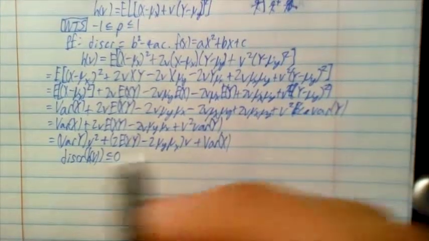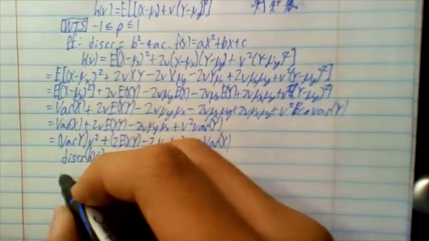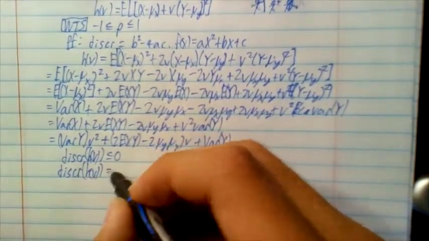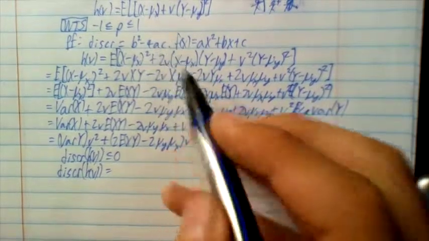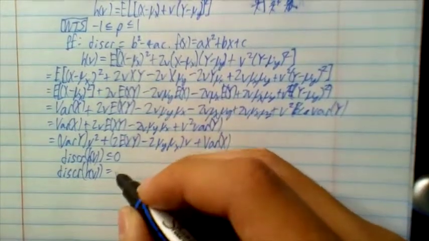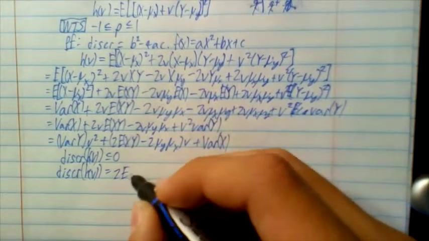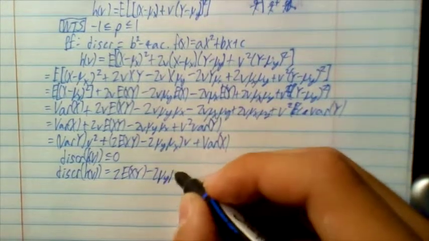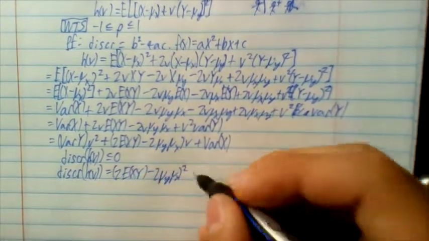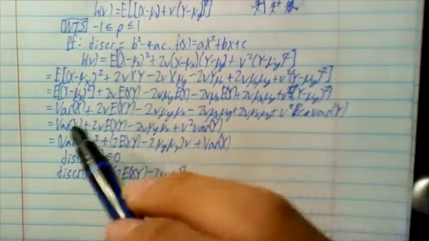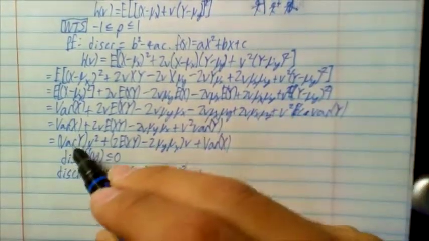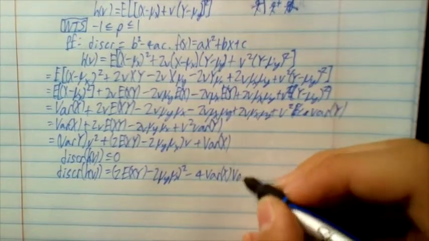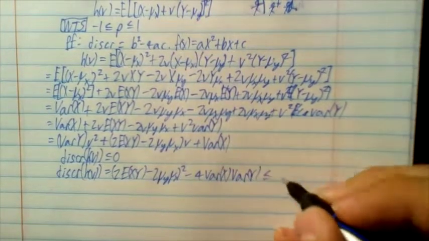Okay, now the discriminant of h of e is equal to b squared minus 4ac. So b is equal to this, so we have b squared: 2 times the expectation of y times x minus 2 times the mean of y times the mean of x, all squared, minus 4ac, which is minus 4 times the variance of y times the variance of x, which is all less than or equal to 0.